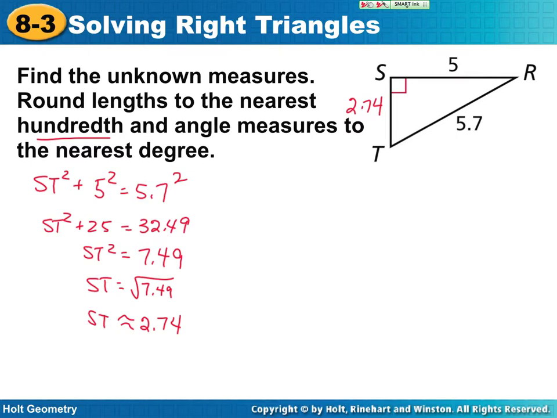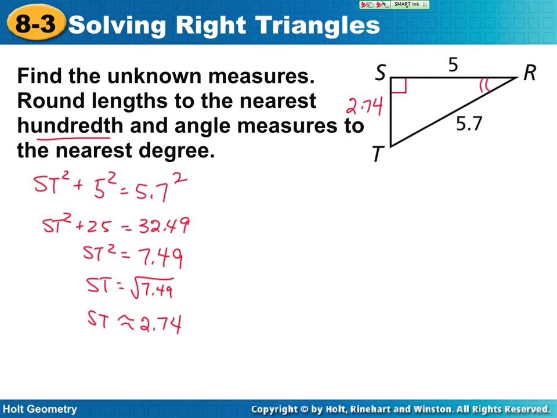Now to solve it, we need angle T or angle R's measure figured out. If we get one of those, we can get the other one pretty easily. Okay? How do we find an angle? Use one of these inverses, sine, cosine, or tangent. Okay, Kelsey, should we find angle T or R? It really doesn't matter. Angle R, okay.